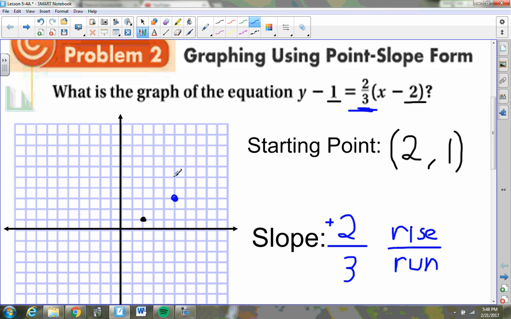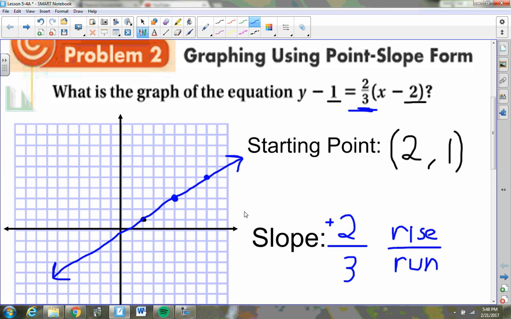And I can do it again. Up 2, over 1, 2, 3, right there. And now I'm ready to graph this line. And I can do the same thing going this direction. So once I found my starting point and I used my slope from in front of the parentheses to find a couple more points, I was ready to, boom, draw my line, put arrows on both ends, and I'm finished. That's all I have to do. Just find my starting point, use my slope to find another point, and that's it. I'm done after that.